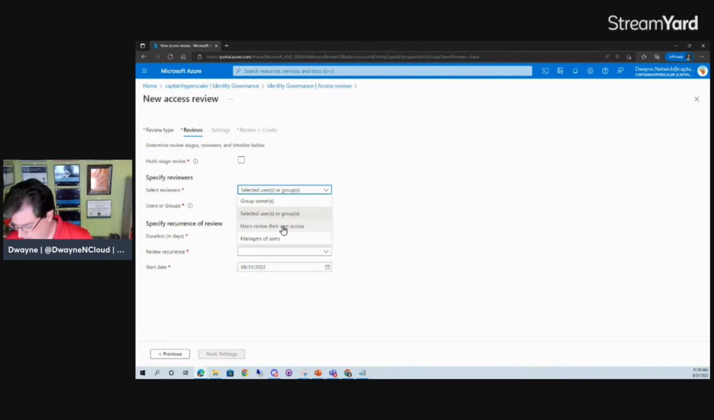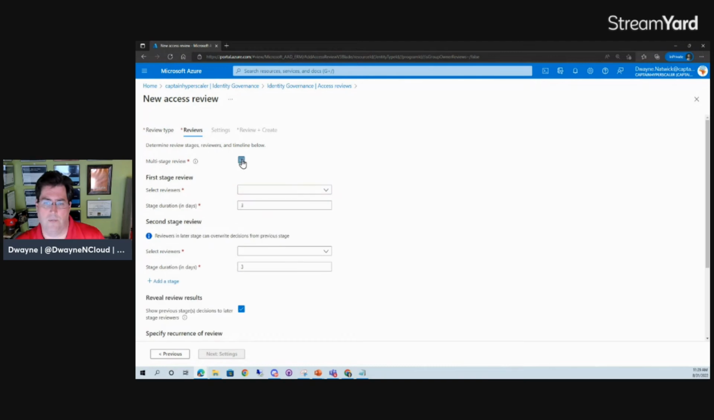Keep that in mind. But it is always really good to have a user. If we did the multi-stage review, we could have the user do their own access review and then have, as a second stage, somebody else review as well, so they can respond that they still need access, and then still have somebody verify it as well.